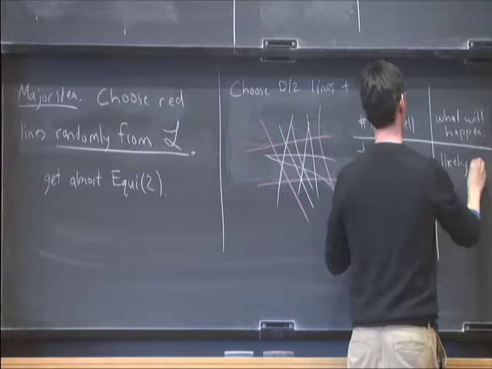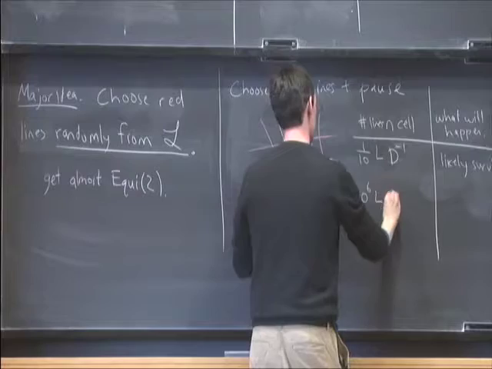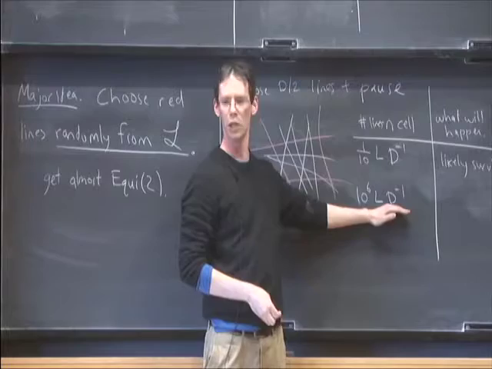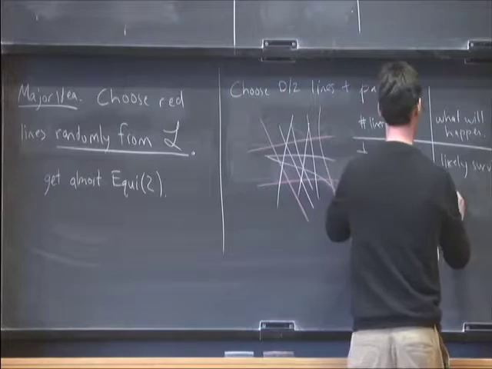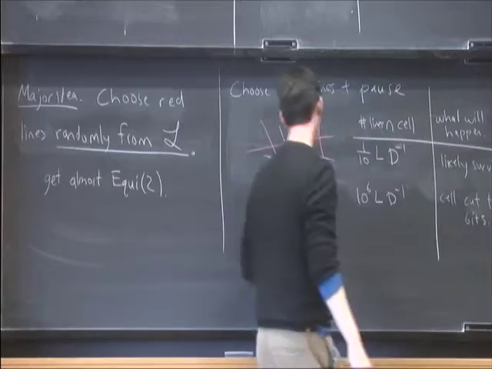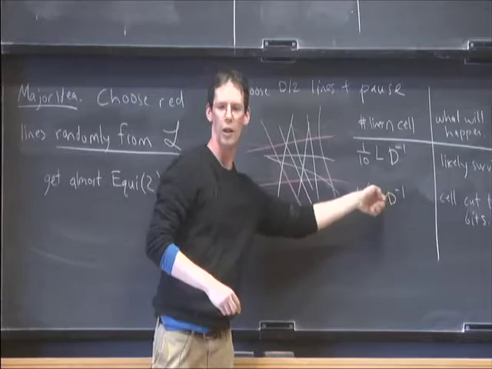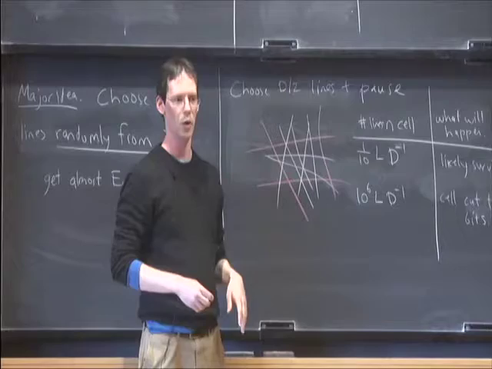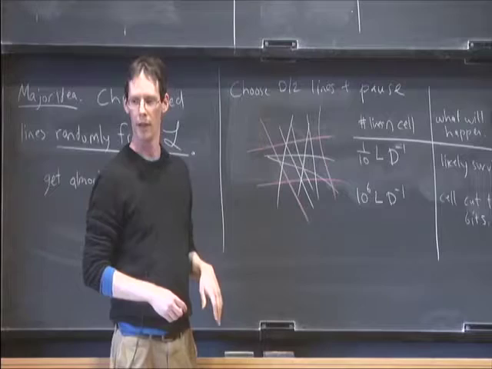OK, and another scenario is, what if there are 10 to the 6th L over D lines in the cell? Then on average, I will choose a million of them to color red. And this cell will get cut into tiny bits. So in this process of gradually adding lines, cells that have significantly more than L over D lines in them have a short half-life. They're very unstable, and they disappear. And so it's reasonable that if I do this, there will be very few of them. And that's the case.